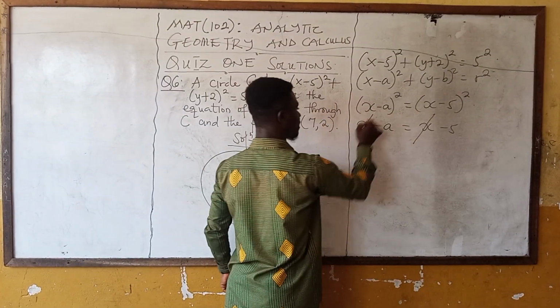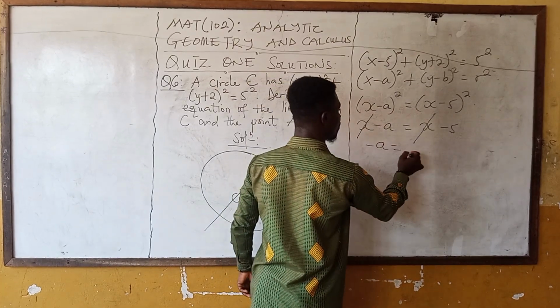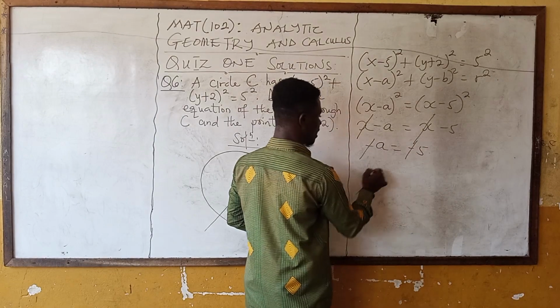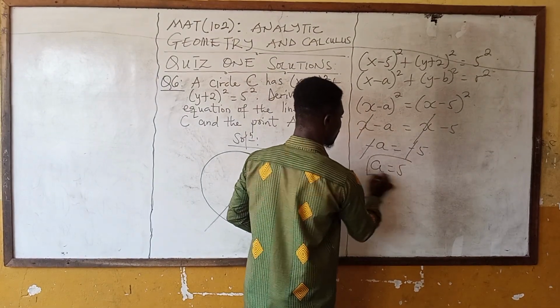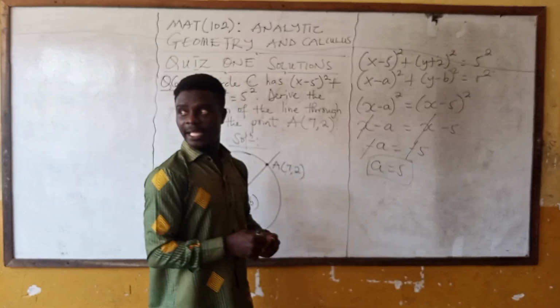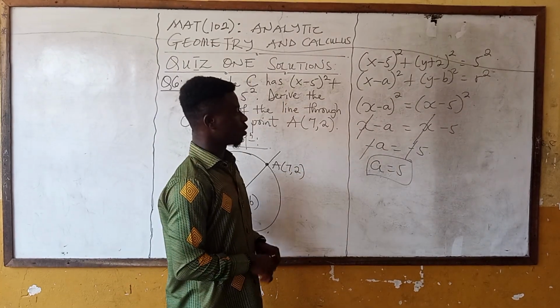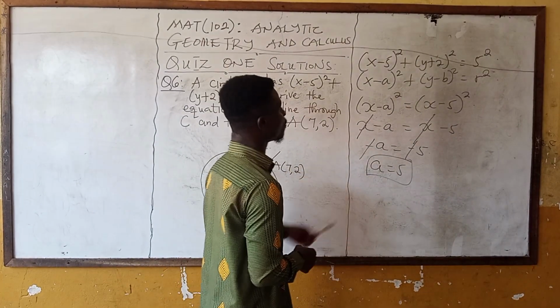So this x cancels that, and we have negative a equals negative 5. When you divide both sides by negative 1, you get a equals 5.